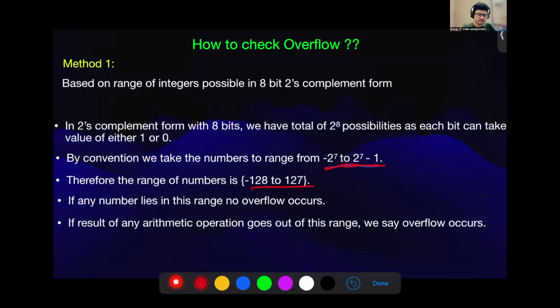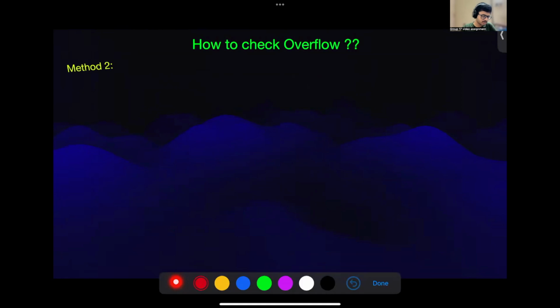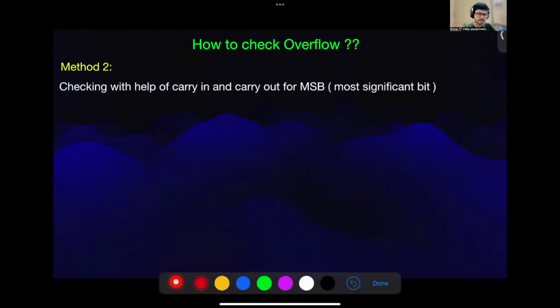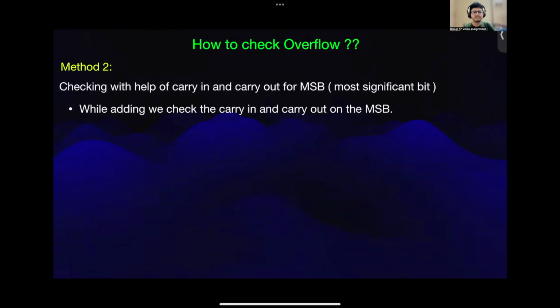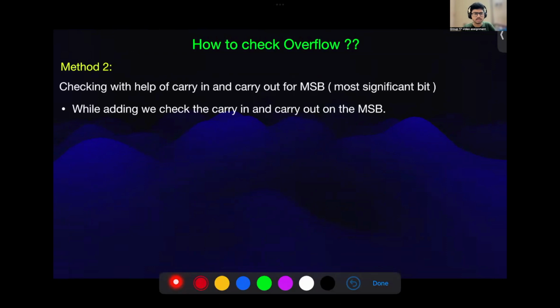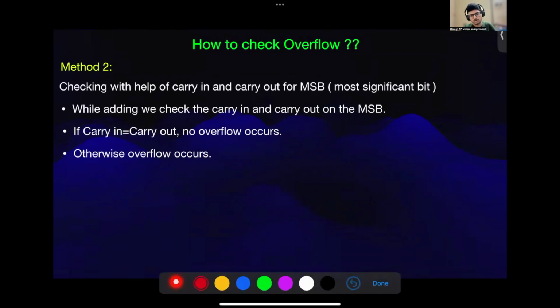Now that we are done with the first method, we'll be moving on to the second method of how to check overflow. With the second method, we will use the help of carry in and carry out on the MSB. While adding, we check the carry in and carry out on the MSB. If they both are equal, we say no overflow occurs. If they both are different, we say overflow occurs.